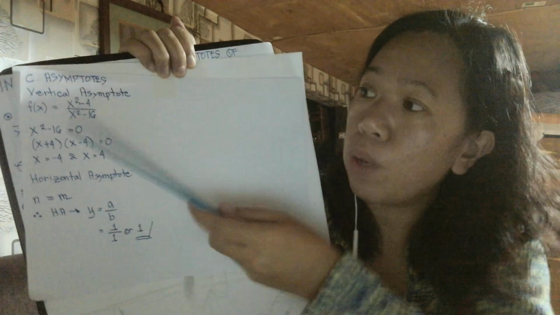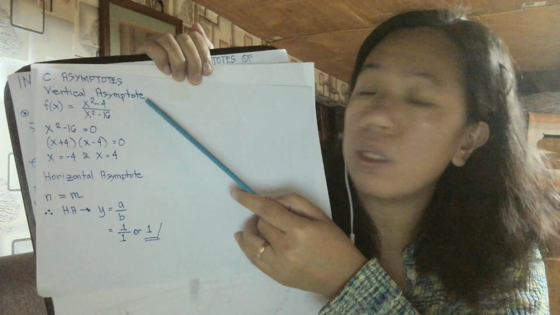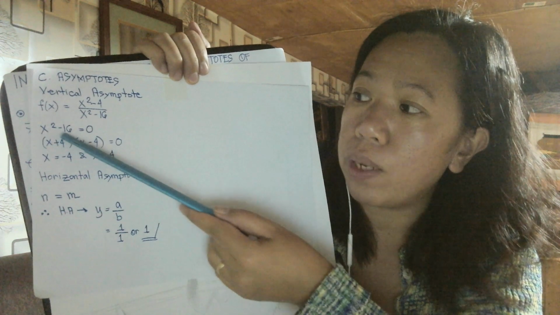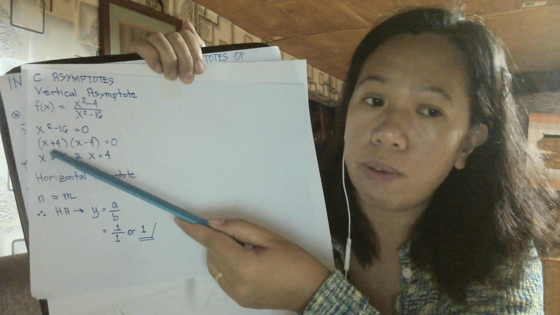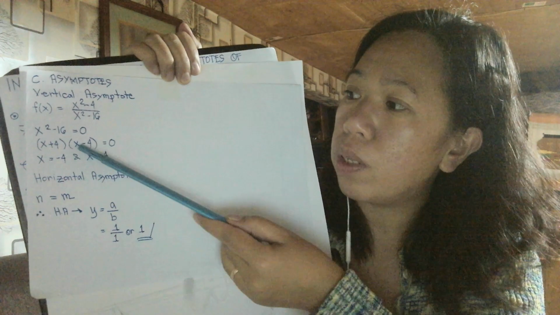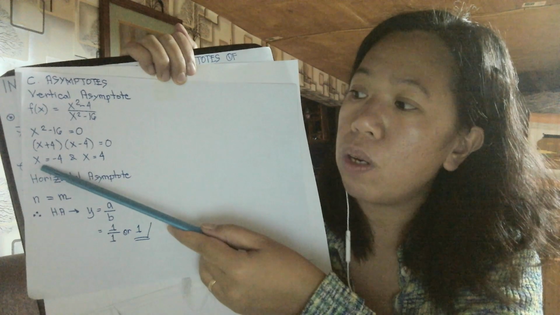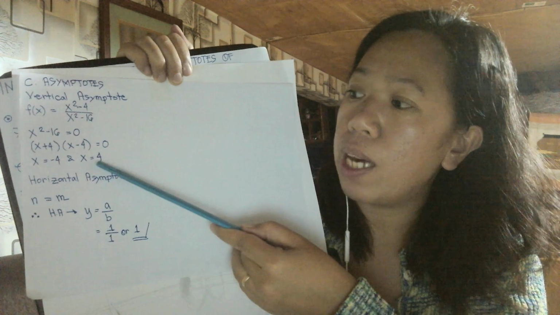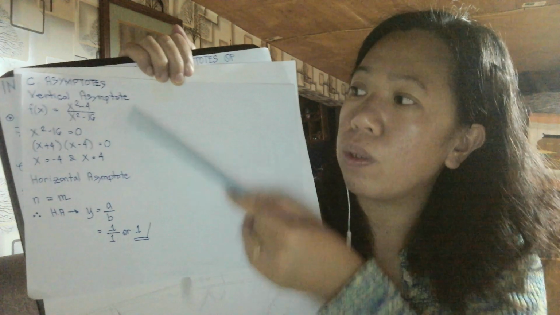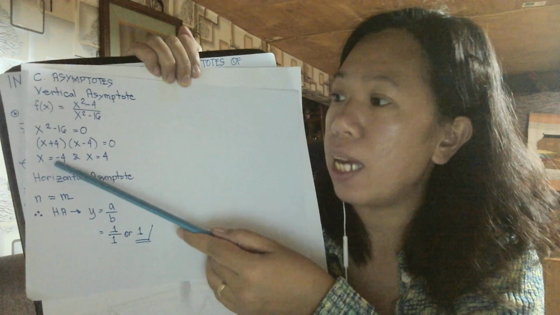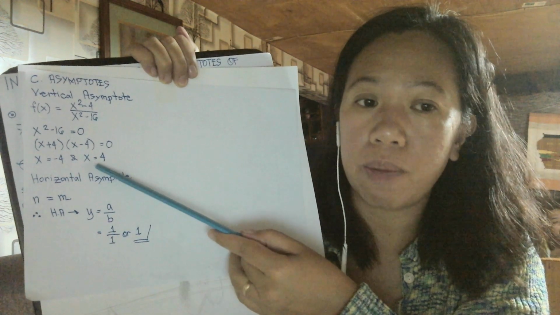Okay, and lastly, for its asymptotes, so first is your vertical asymptote. So the basic step is for us to equate your denominator to 0. So x squared minus 16 equals 0. Solving for x, x plus 4 and x minus 4 are the factors, equals 0. So your x will now be at negative 4 and positive 4. So those are the vertical asymptotes. So dalawa ang vertical asymptotes natin, at negative 4 and positive 4.